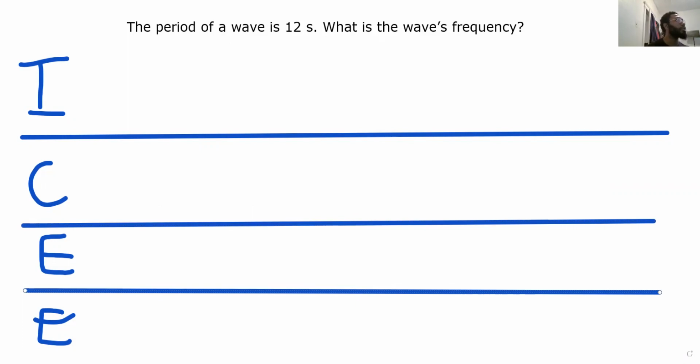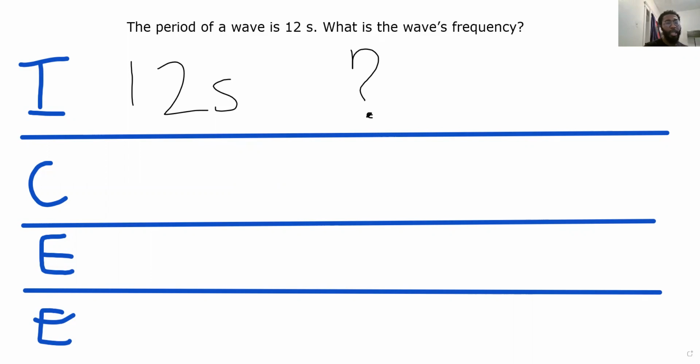For this problem, it is saying that the period of the wave is 12 seconds. So in our identify step, we're going to write down 12 seconds, because that's one of the measurements mentioned in the problem. It doesn't give us any other measurement; 12 seconds is the only one. And then it says, what is the wave's frequency? So we know we're being asked a question, and we want to make sure to put that question mark down. So we've identified our measurements.